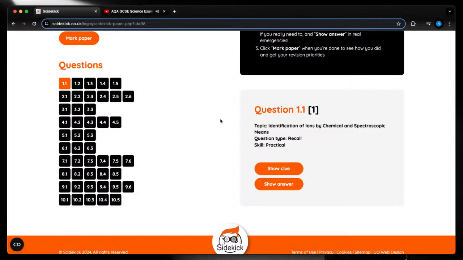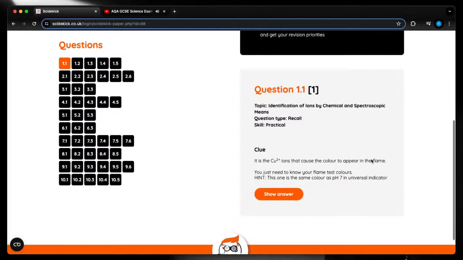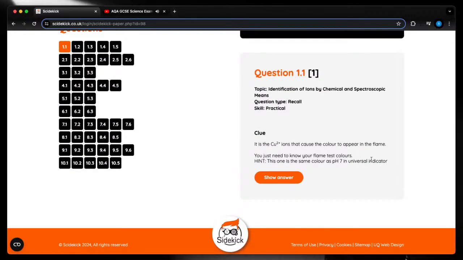And if at any point you feel like you're stuck and you need a bit of help, or indeed if you've done it and you think, well, just check if I'm right, then you can just click show clue. So this is a recall question. It's a practical question. This is the topic that it's on. So show the clue. This here tells you how to go about answering that question. Obviously we can't see the question here because you'll have the paper in front of you. You'll see the question, but here is the advice that I give. So it may be like, oh, it's that. And so you do know the answer to the question. Even with calculations, let's see if we can find a calculation one.